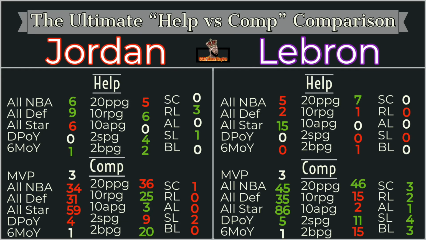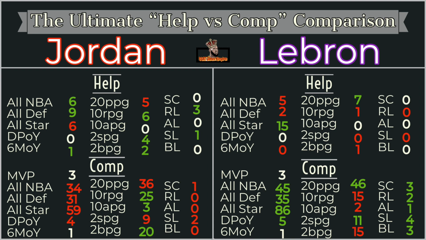This episode is about the graph that shook up the GOAT conversation world. Now, if you had a chance to watch the show, you heard me explain what this graph is about. This is basically the ultimate help versus competition comparison between Michael Jordan and LeBron James. But since we've posted this graph, we have been hearing a lot, and people have been trying to discredit one thing after another, but they really can't. This is one of the greatest graphs we've ever created here in GOAT James Kingdom.